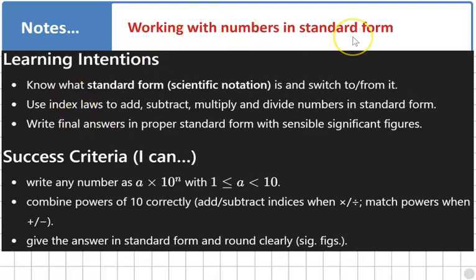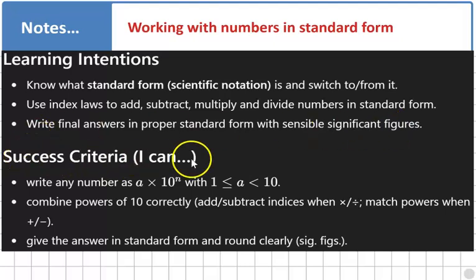Working with numbers in standard form. This is also known as scientific notation. Learning intentions. Know what standard form or scientific notation is and switch to and from it. Use index laws to add, subtract, multiply, and divide numbers in standard form. Write final answers in proper standard form with sensible significant figures.